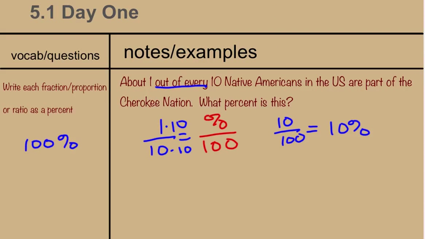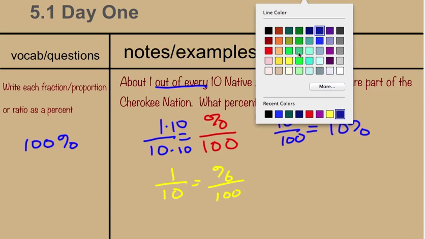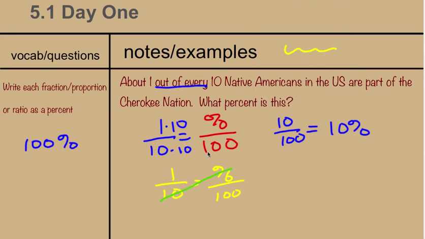The other method I could take is, if I had 1/10 equals percent over 100, I would be able to cross multiply. 10 times, let's say this was x, would be 10x. This would be 100. So I would have 100 equals 10x, divide both sides by 10, and I would find out again that the percent on top, my x, would equal 10, so 10%.